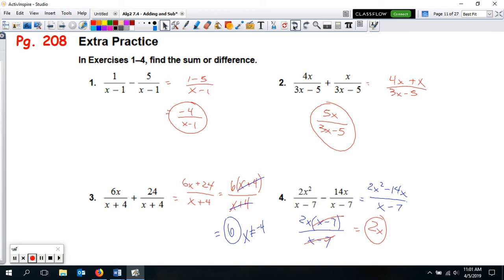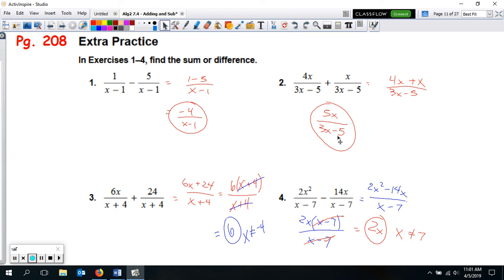But again, this one has an excluded value because there is an x at the bottom here, and so we have to state that x cannot be 7, otherwise it makes this denominator 0, and we canceled that one out, so it's not in our answer. So we need to state the fact that x cannot equal 7 on this problem.